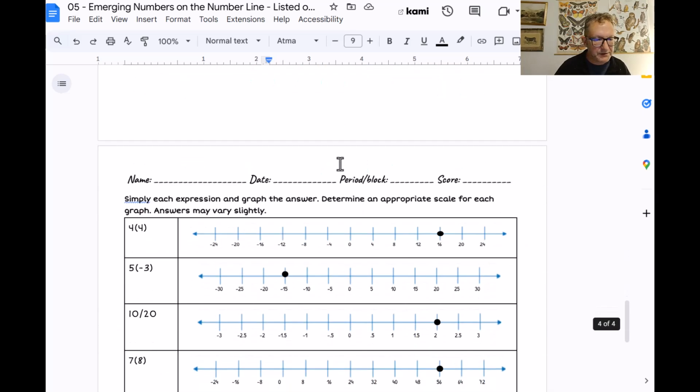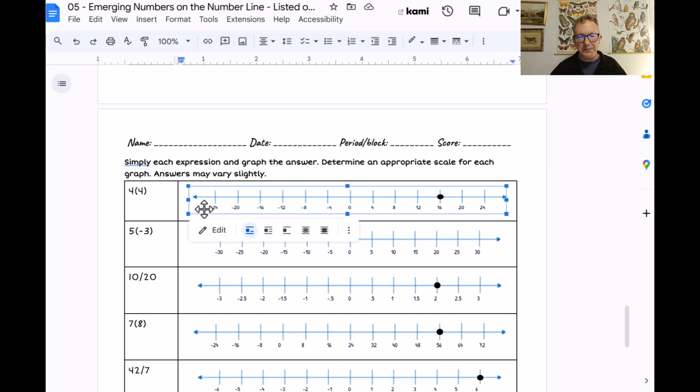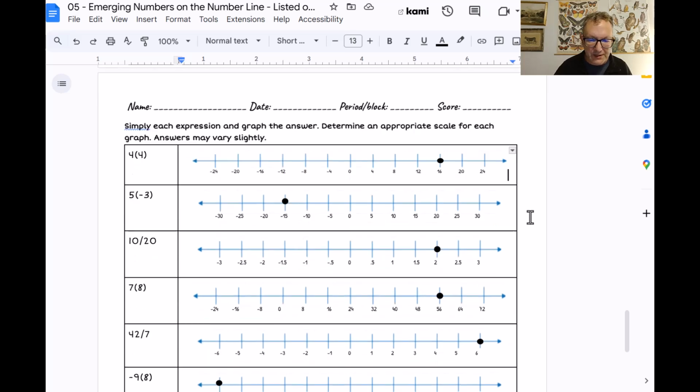Here's the answers. What we decided to do here is we scaled this number line starting at -24, and we moved forward by 4 because we're multiplying by 4. But that, once again, is a discussion you can have with your students or your students can have amongst themselves.